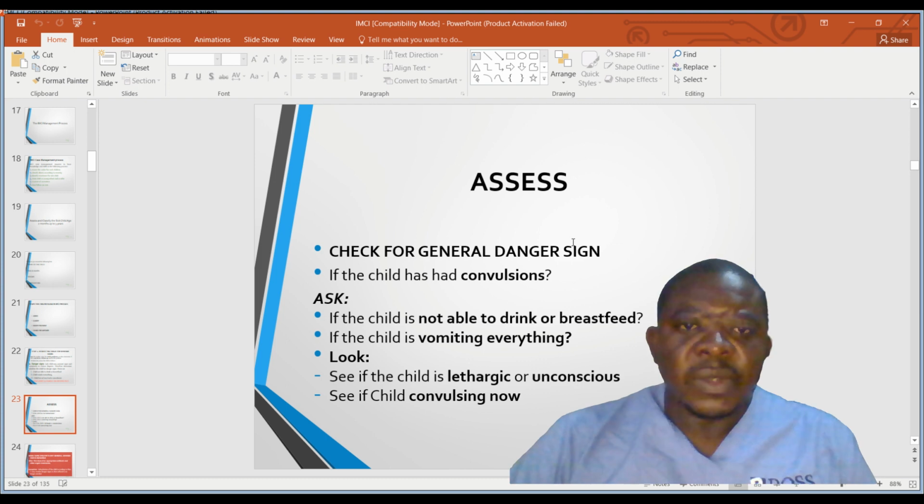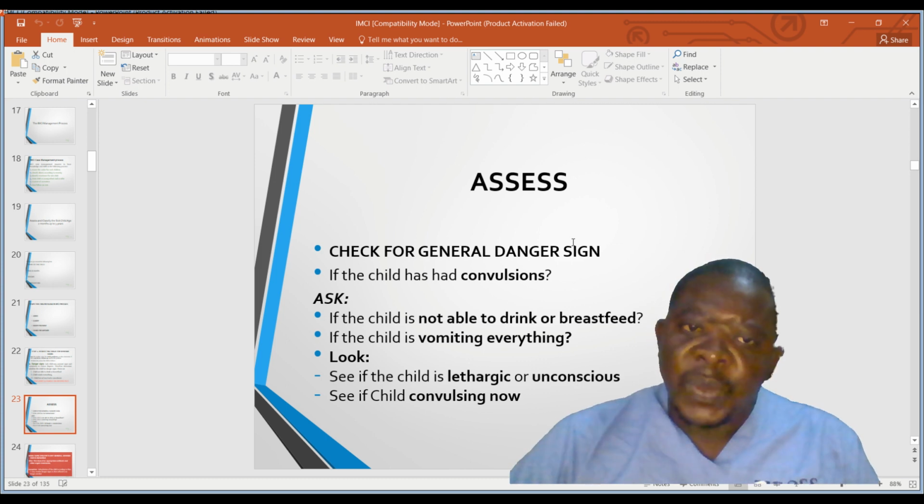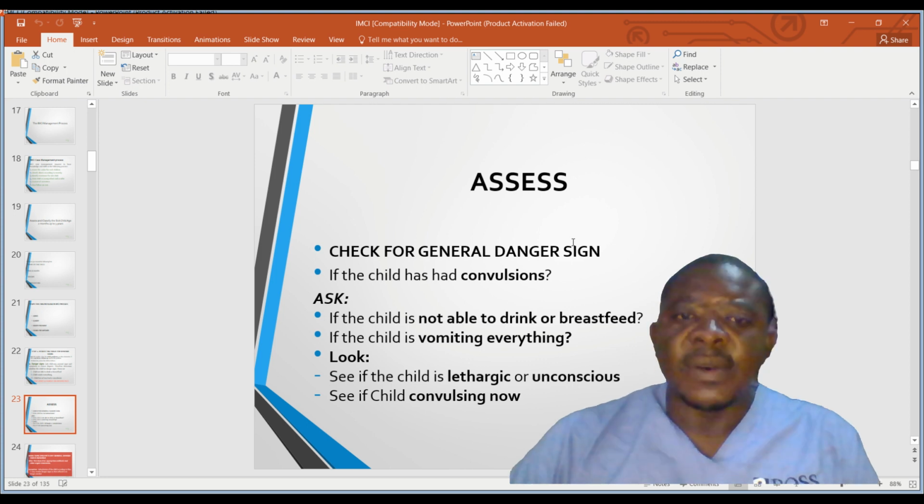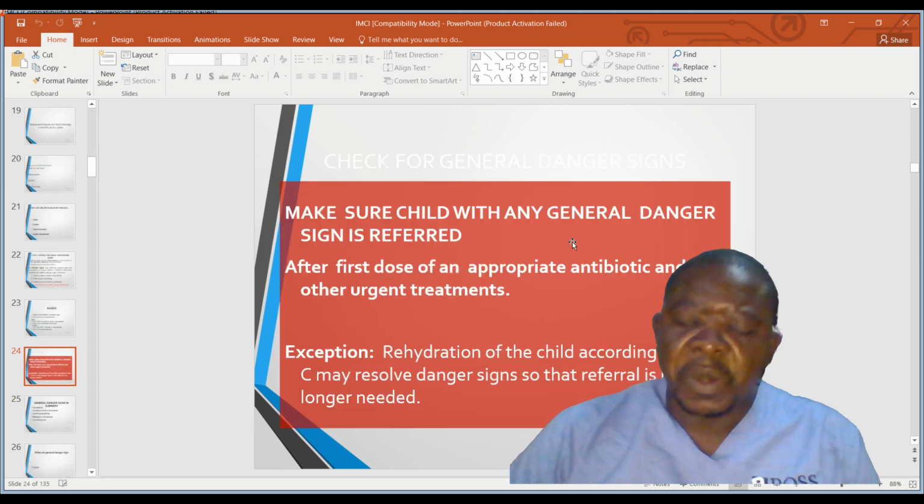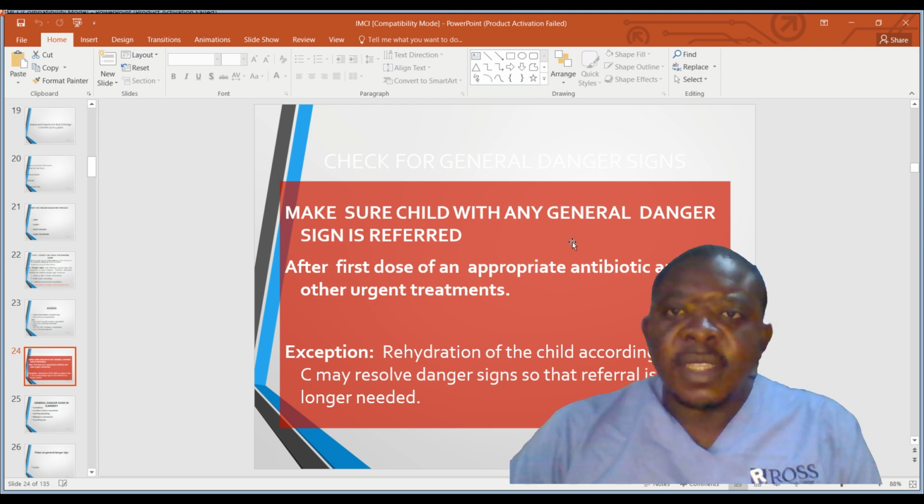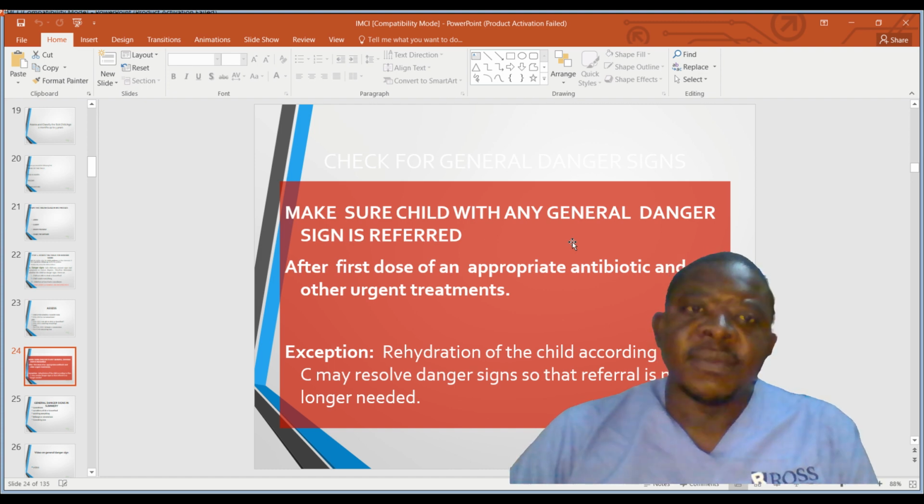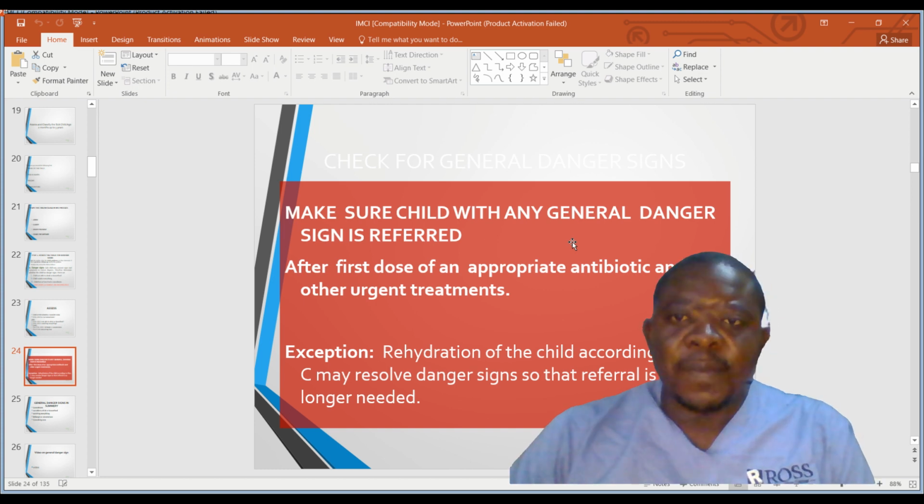So these are GI danger signs. Then you can also look for CNS danger signs, which constitute the child being lethargic or unconscious, or see if the child is convulsing now. So you can check for danger signs, and the color coding for danger signs according to the triage of the IMCI is red. So make sure a child with any general danger sign is referred after the first dose of an appropriate antibiotic and other urgent treatment.